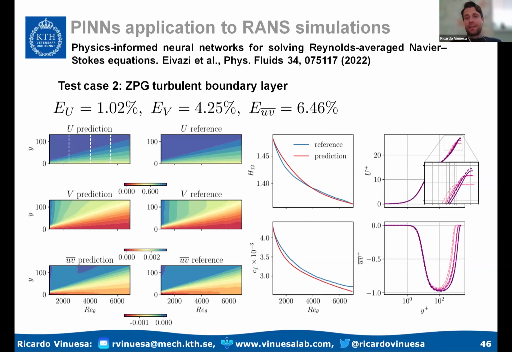We cannot get these very low errors in the Reynolds shear stress with RANS, and with PINNs solving the RANS equations, we can. You look at the streamwise development in terms of the shape factor and the skin friction coefficient, also the Reynolds stresses, they are in very good agreement comparing PINNs and the reference data from the DNS.